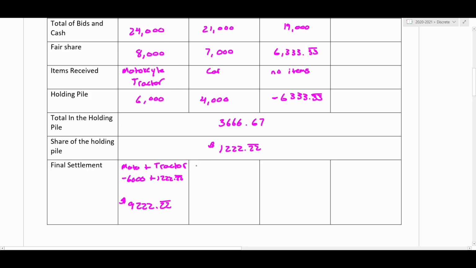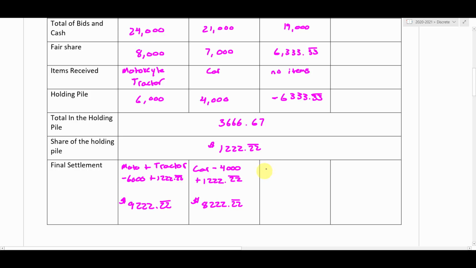Now we do the same thing for Ben. Ben received the car and then paid $4,000 into the holding pile. So that's why I'm going to subtract. So he got the car, but then paid $4,000 and then got $1,222.22 back. So if I add those three values, his total value of the final settlement should be $8,222.22, which is good news because that's more than his fair share.